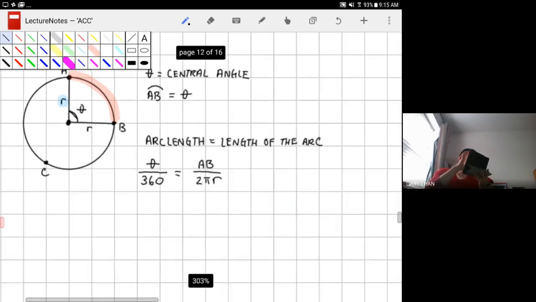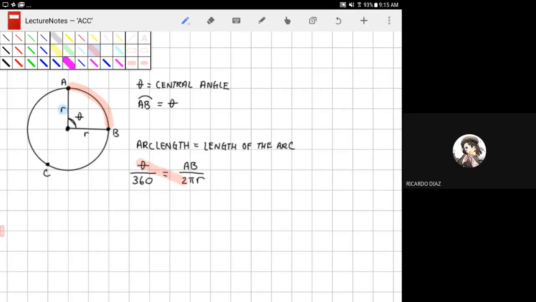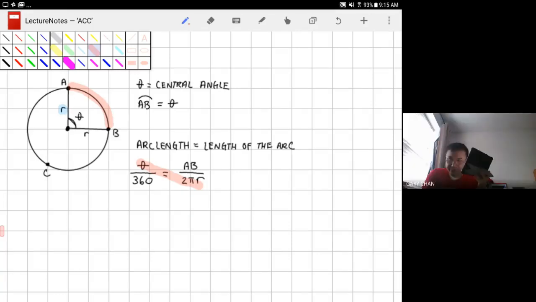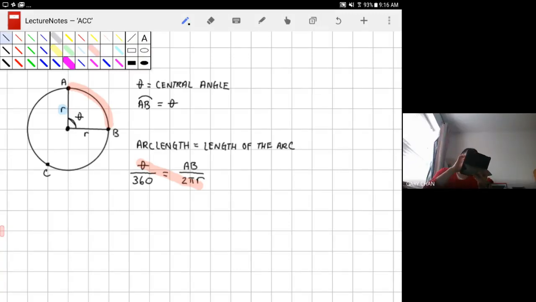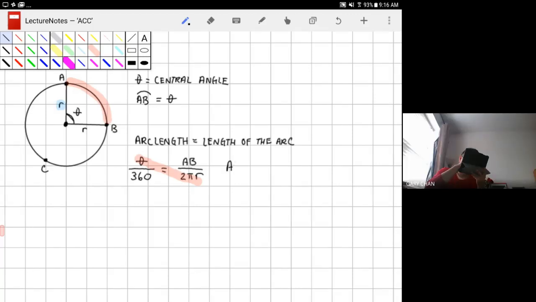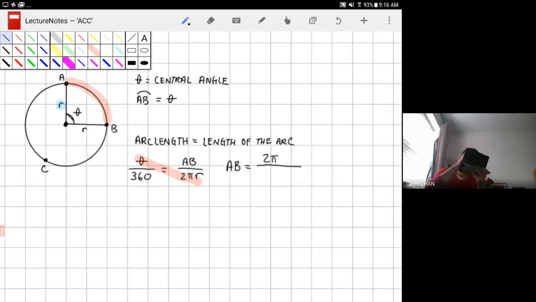So from this, I can then easily determine what the arc length is. Remember, our goal in the last minute or two is to figure out what the length of arc AB is. So I'm going to cross multiply. I'm not going to multiply both sides by 360 because I want to keep AB by itself. If I multiply both sides by 2 pi R, I'll end up with AB is equal to 2 pi R times theta all over 360.